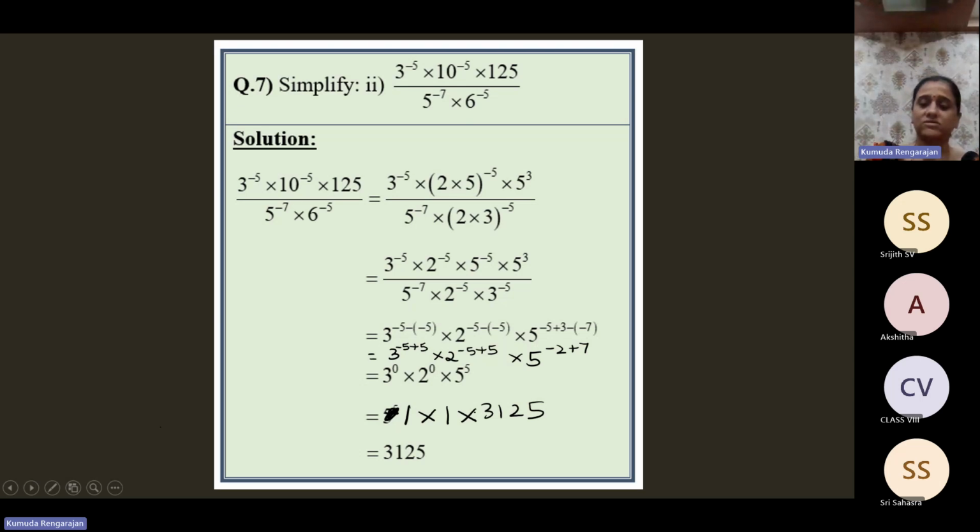Take down this answer also quickly. So if you don't want to cancel and you want to strictly use the law because you're working with exponents, you can work it like this. Quickly.